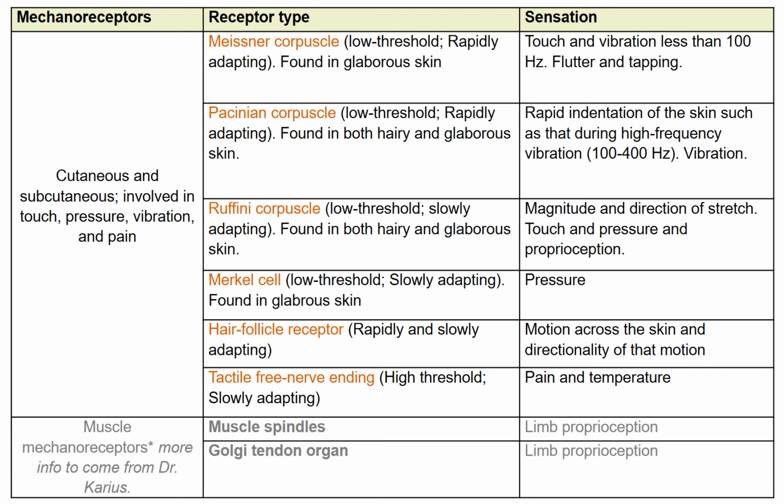But this table has your mechanoreceptors listed out here on the left, and then some muscle mechanoreceptors that I'm not going to go into a lot of detail on. Those are the muscle spindles and Golgi tendon organs. Dr. Carius will be teaching that content. As far as the receptor types, they are found in this middle column. There's information in there about the sort of threshold that they have, if they're quickly or rapidly adapting, and what sort of skin they're found in. And then, very important, and you definitely need to know these, what type of sensation is associated with that mechanoreceptor.